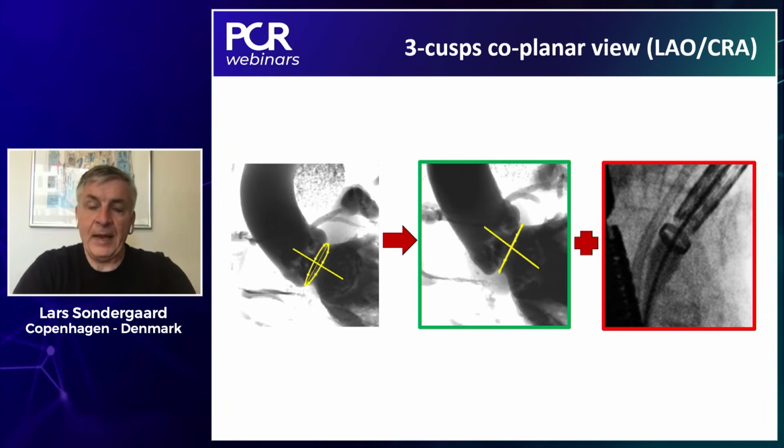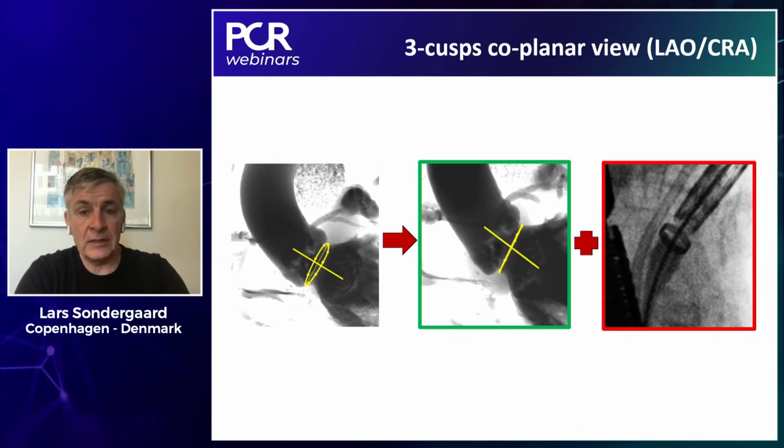But one of the main issues when you implant a valve is that if you don't have both the three aortic cusps and the delivery system aligned with the imaging plane, you're working in a kind of oblique view and you can get fooled. You may believe that you're sitting high with your delivery system, but you're actually sitting much lower because you're not looking straight from the side.